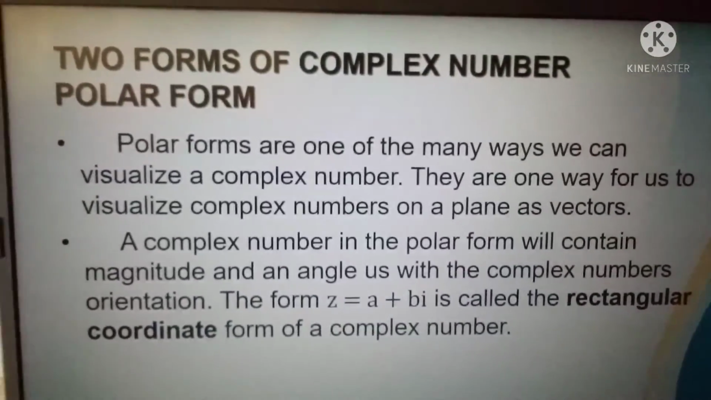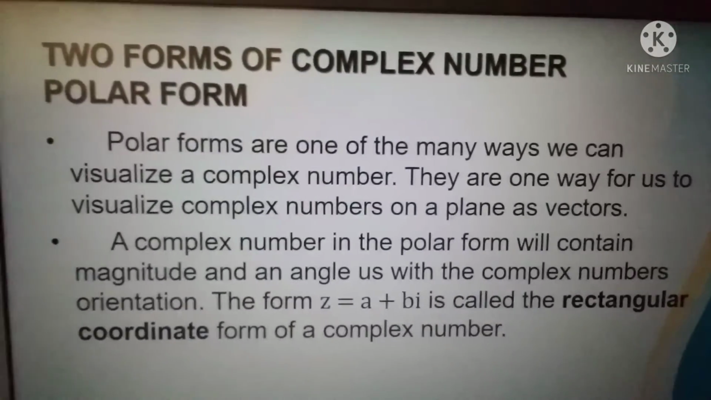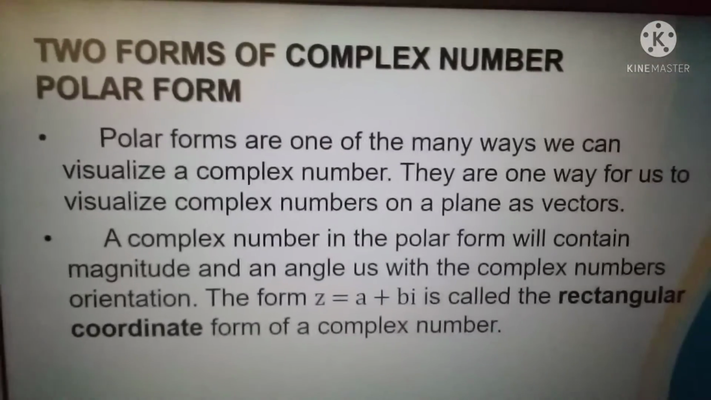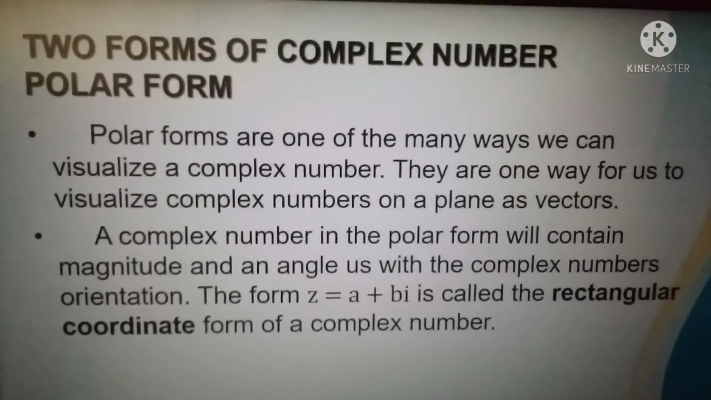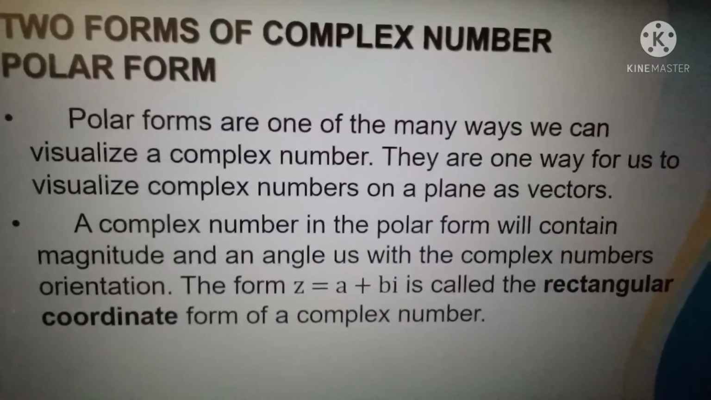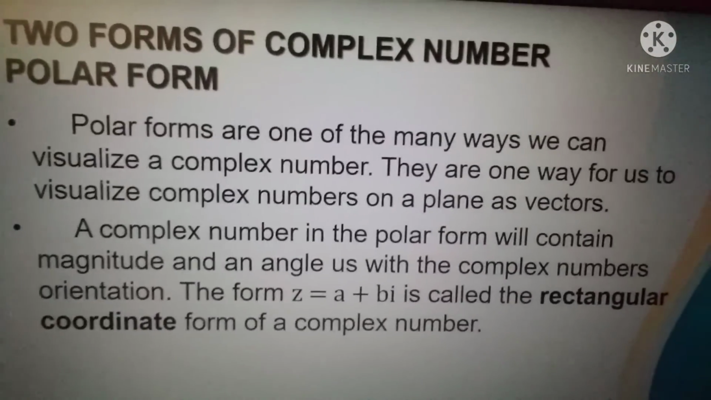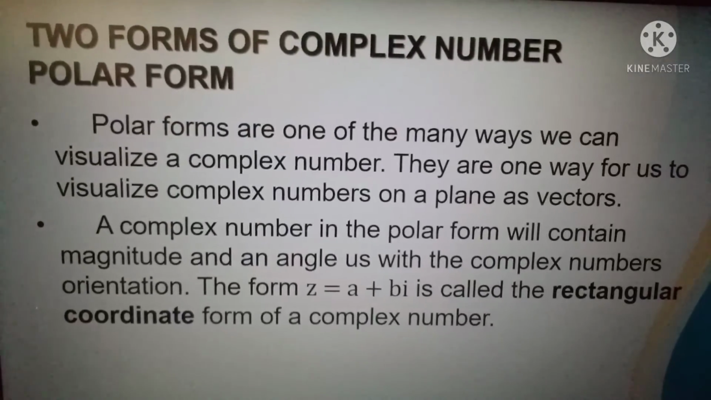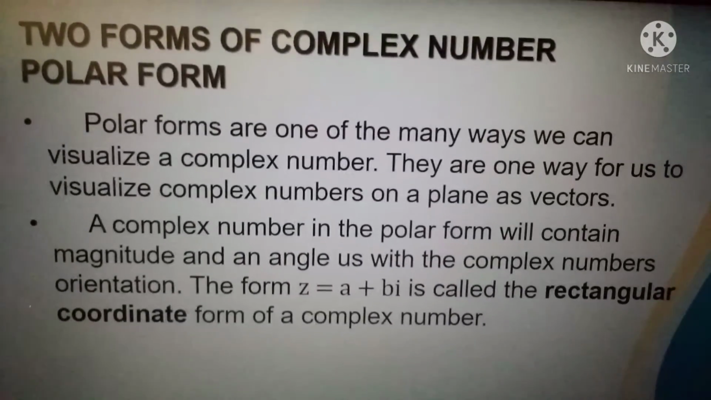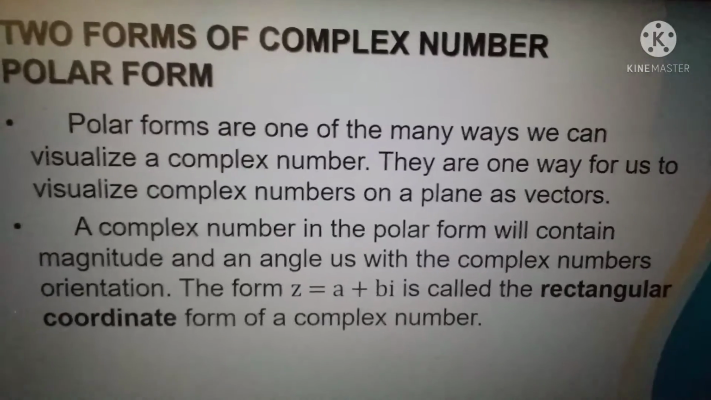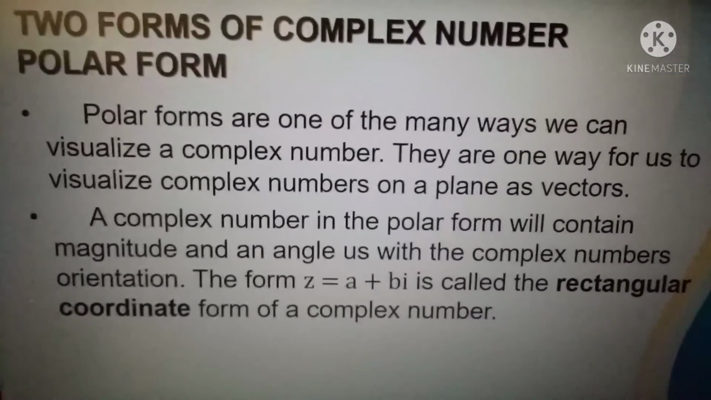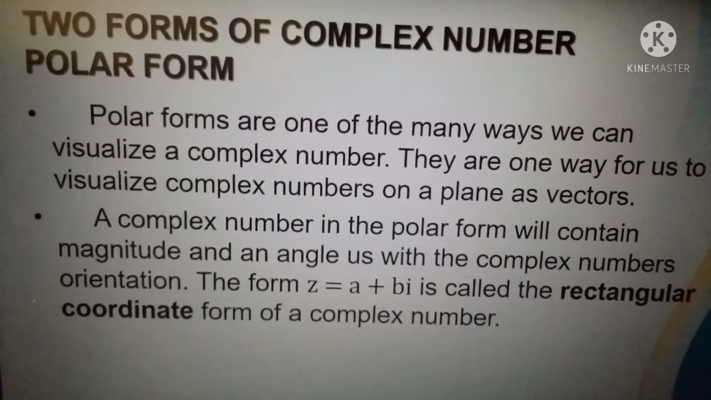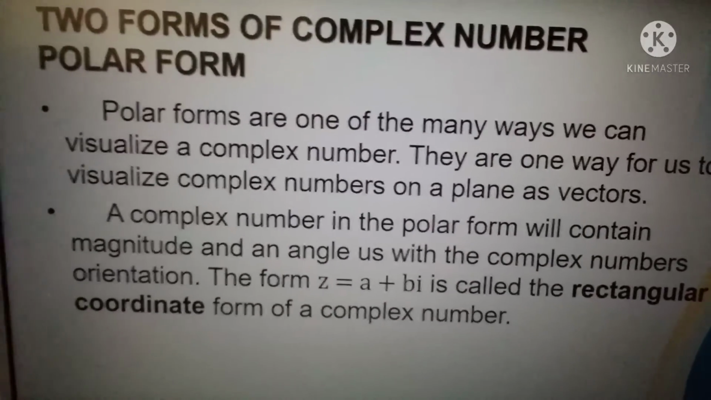So, let's have two forms of complex number. The first one is the polar form. When we say polar form, it is one of the many ways we can visualize a complex number. They are one way for us to visualize complex numbers on a plane as vectors. So, a complex number in the polar form will contain a magnitude and an angle as the complex number's orientation.